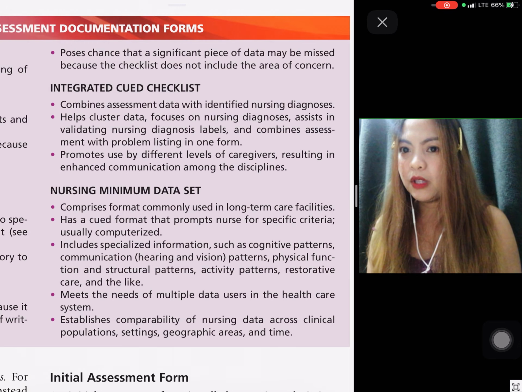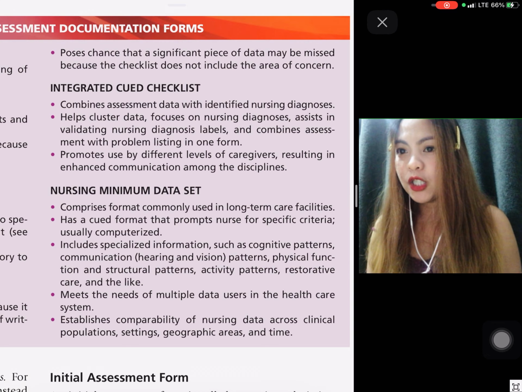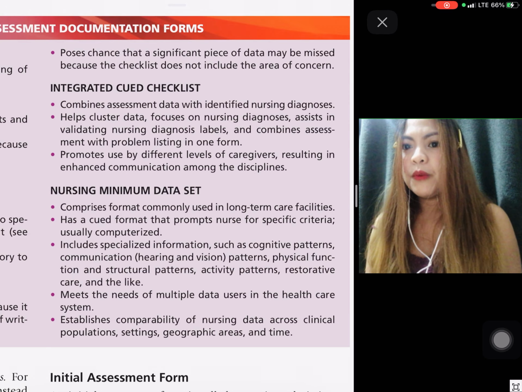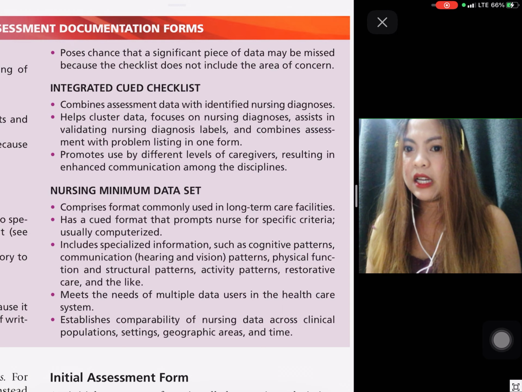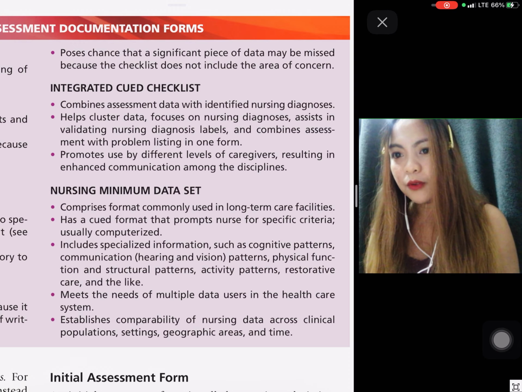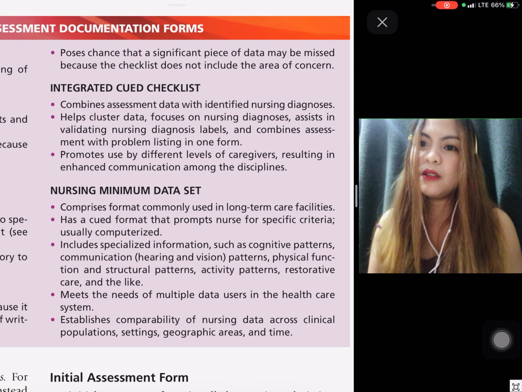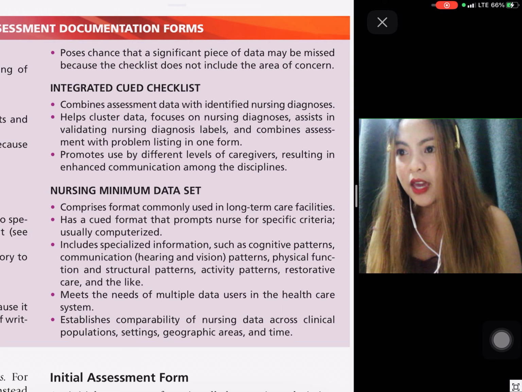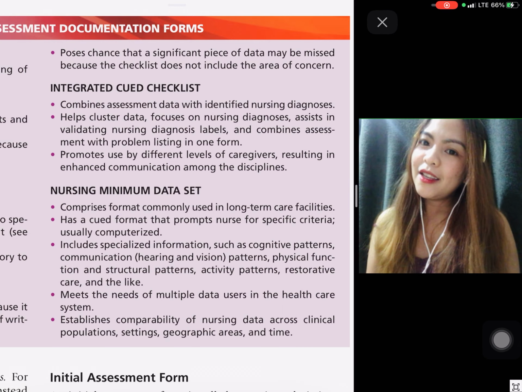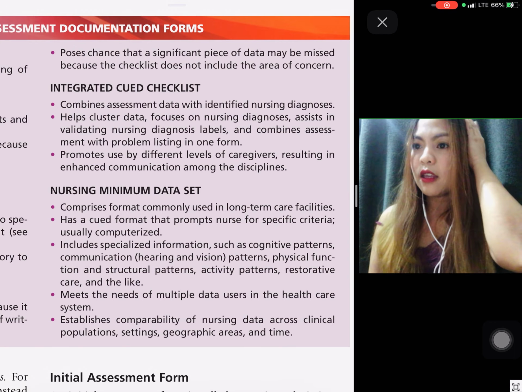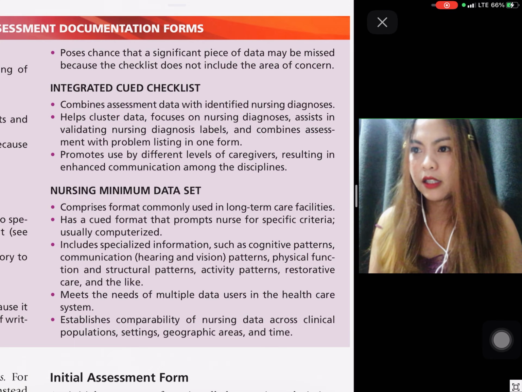The nursing minimum data set is a format commonly used in long-term care facilities. It has a cued format that prompts the nurse for specific criteria, usually computerized, and includes specialized information such as cognitive patterns, communication, hearing and vision patterns, physical functions, structural patterns, activity patterns, restorative care, and the like. It meets the needs of multiple data users in the healthcare system and establishes comparability of nursing data across clinical, population settings, geographical areas, and time. So, that's it.